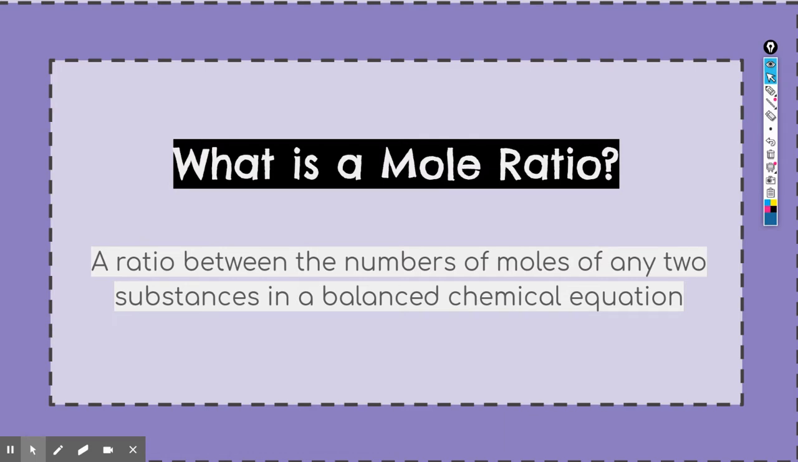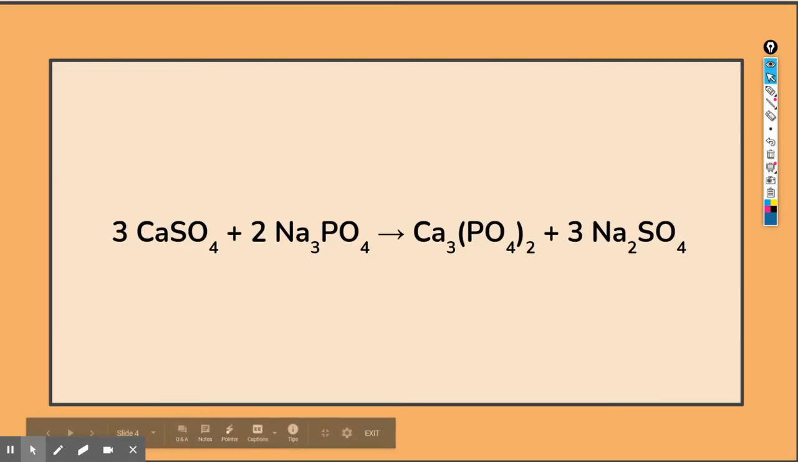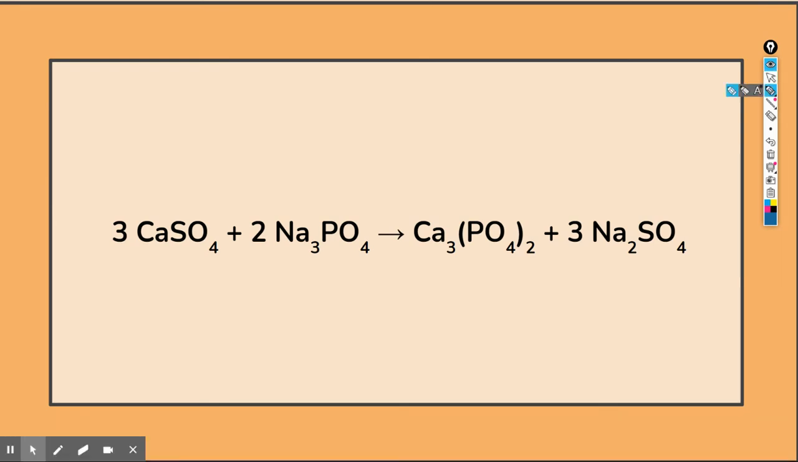A mole ratio is just a ratio between the numbers of moles of any two substances in a balanced chemical equation. When we just see the words, that seems a little bit confusing. So let's see what it looks like in an actual chemical equation. Here you'll see something that should look pretty familiar to you. A balanced chemical equation. And in this, you'll see that we've already added our coefficients. 3, 2, there's a 1 here, even though it's not written, and a 3.